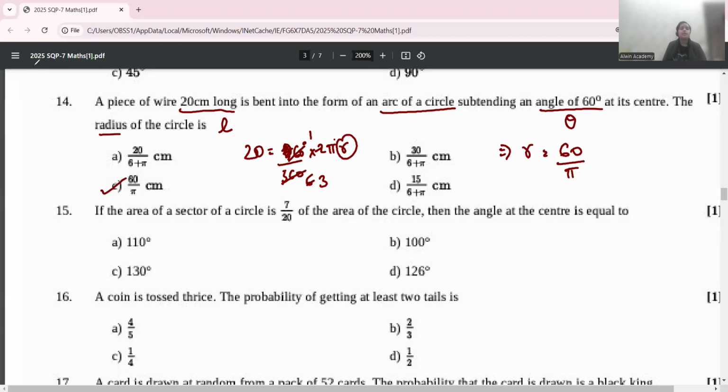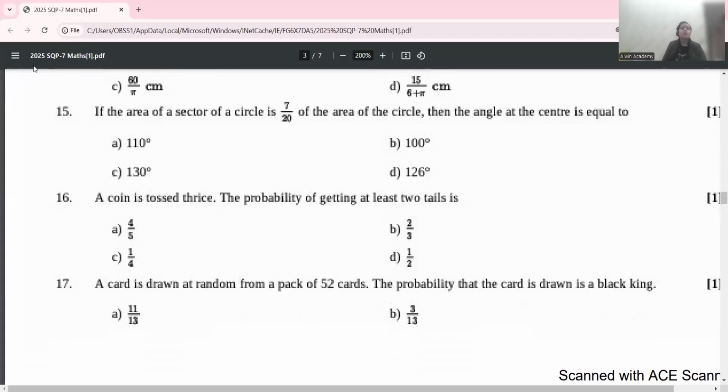Going to the next question. If the area of a sector of a circle is 7 by 20 times the area of the circle. Now, the area of a sector of a circle is theta by 360 into pi r square, and we are given it is 7 by 20 of the area of the circle, which is pi r square. We have to find theta.